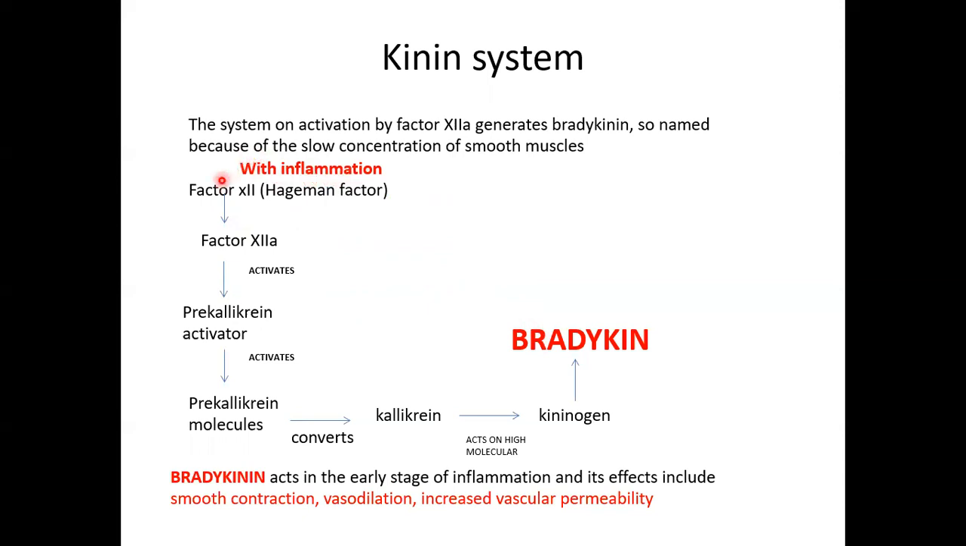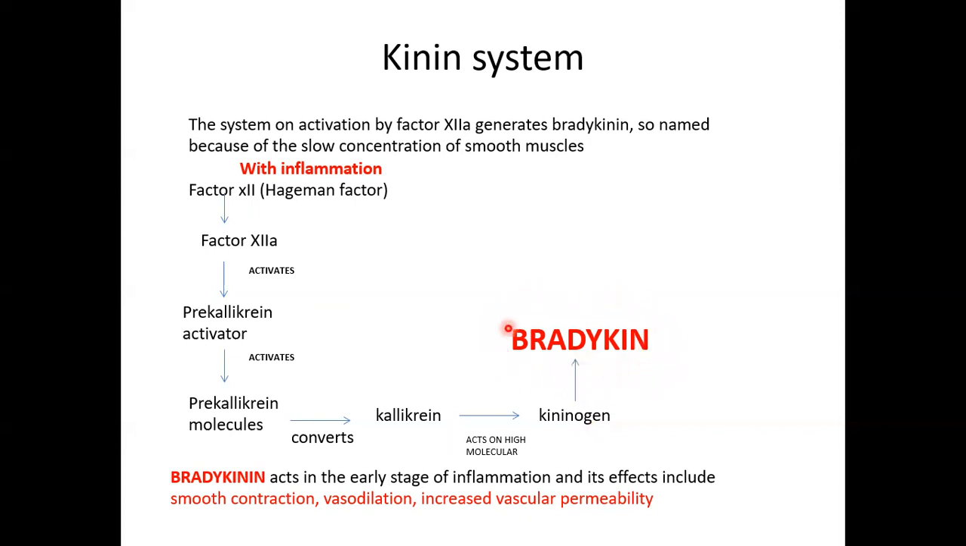With inflammation, factor 12, Hageman factor, becomes factor 12A, which activates prekallikrein activator. Prekallikrein activator activates prekallikrein molecules, which convert into kallikrein. Kallikrein acts on high molecular weight kininogen to form bradykinin. So factor 12 leads to factor 12A, then prekallikrein activator, prekallikrein, kallikrein, acting on high molecular weight kininogen, giving bradykinin.